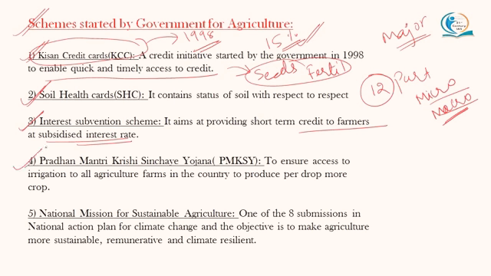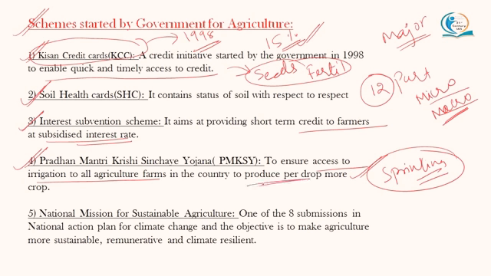Pradhan Mantri Krishi Sinchai Yojana. The major objective is to ensure access to irrigation facilities to all agricultural farms in the country. And the major motto of this Krishi Sinchai Yojana is more crop per drop. Under this Krishi Sinchai Yojana, the sprinkling type of irrigation is encouraged. Here the water is used efficiently with this sprinkling type of irrigation, so that the water is made available even to the corner crop of a land. It ultimately aims to increase the produce of the farmer.